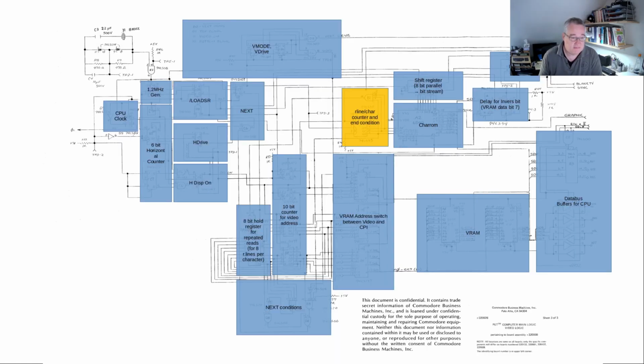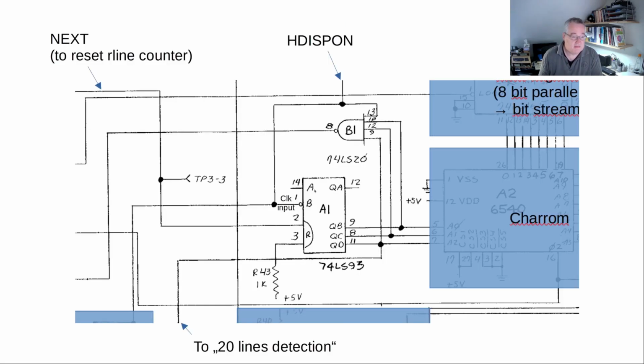Raster line counter is here, so that's actually pretty simple. We have the horizontal display on, which is the clock input to the raster line counter. So every finished raster line, the counter counts 1 up. So it puts in the next raster line of that character.